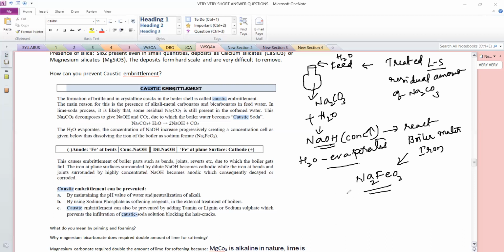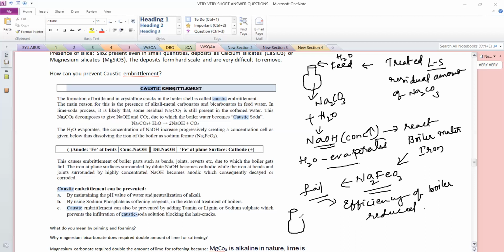Because of its formation, the boiler fails. The boiler fails in the sense that the efficiency of the boiler is reduced. Reduced in the sense that the steam production is slowed down, so the steam production will not be 100%.